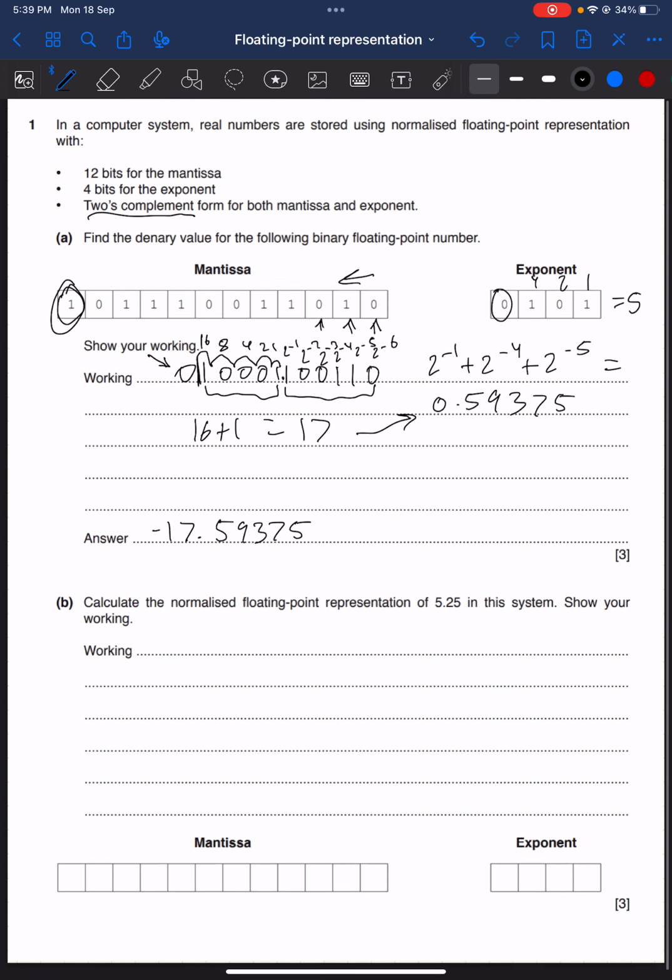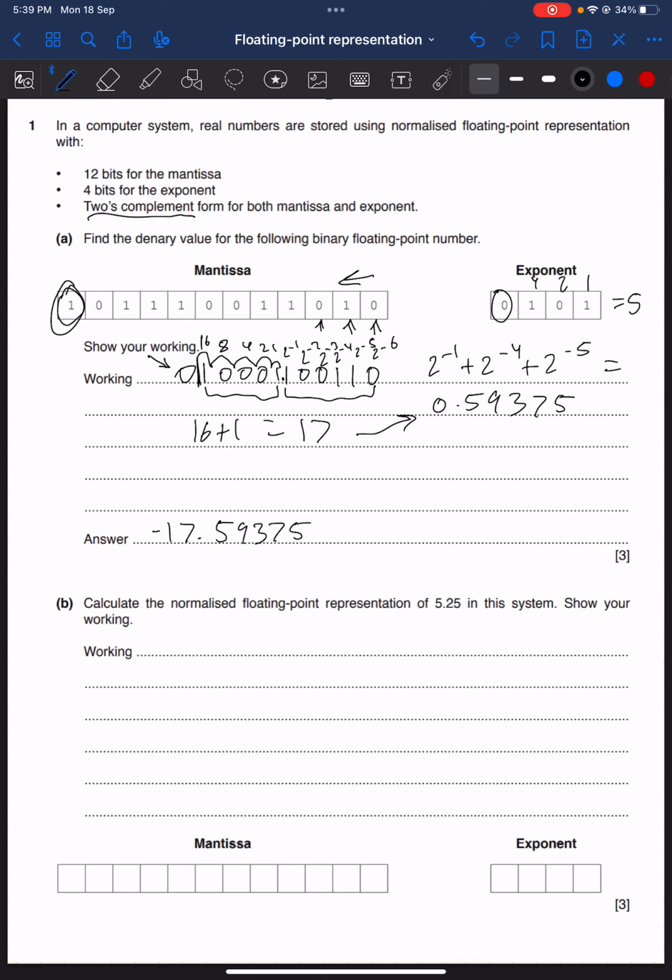And now we have to calculate the normalized floating point representation of 5.25 in the system. Straight away, we know that 5.25 is a positive number, so the mantissa would start with a 0 since it's positive. We're just going to calculate what 5.25 is in normal binary. That would be 101.01, since 1, 2, 4, 4 plus 1 is 5, and then this is 2 to the power of -1, 2 to the power of -2, and 2 to the power of -2 equals 0.25.